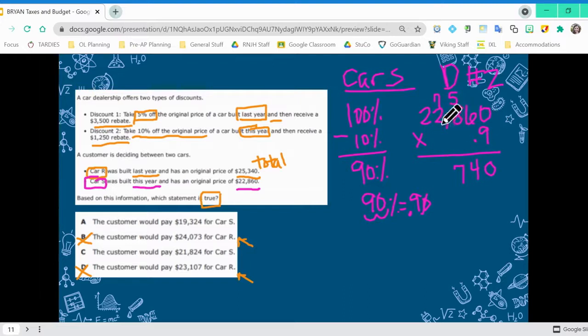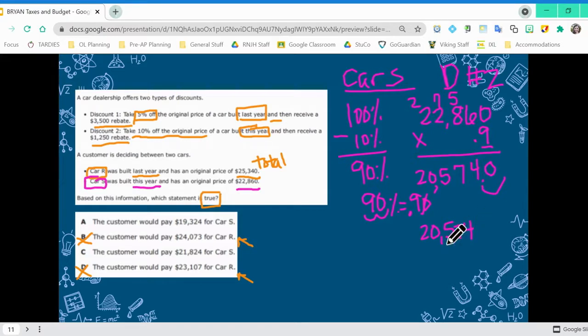9 times 2 is 18, plus 5 is 25. 9 times 2 is 18, plus 20, plus 2 is 20. So that gives me, I need to move my decimal place over once, $20,574. That is the price after you get 10% off.